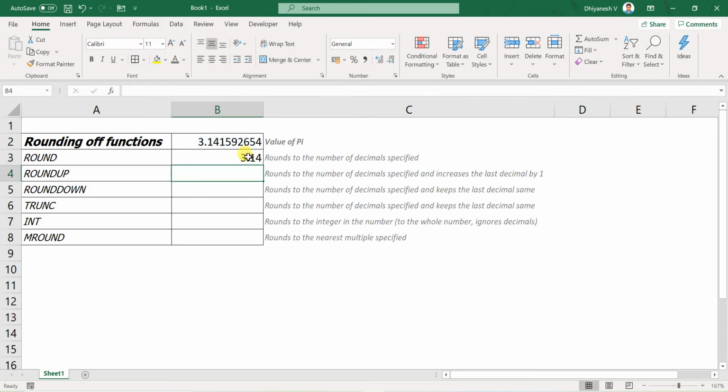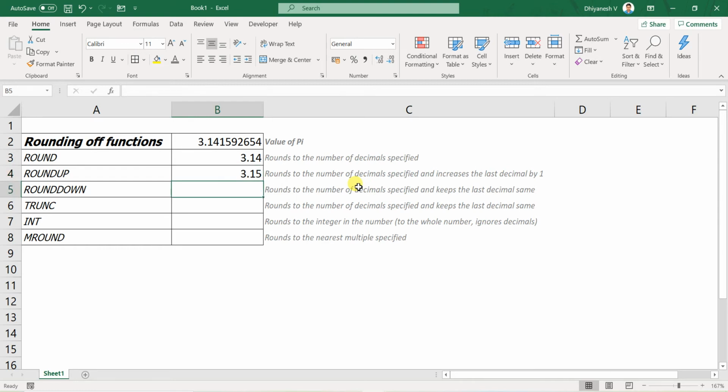The round up function does the same thing. It rounds the number to the decimal specified, but increases the last decimal by 1 irrespective of the next decimal. So if I want to use the round up function, I will just use the same criteria here. So two decimals, 3.14 is the normal rounding off, but if I give enter, you will see 3.15. It will not see the next decimal. It will restrict the number of decimals to the number you specify and increase the value by 1.